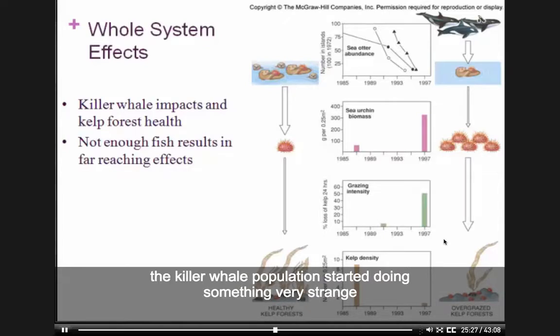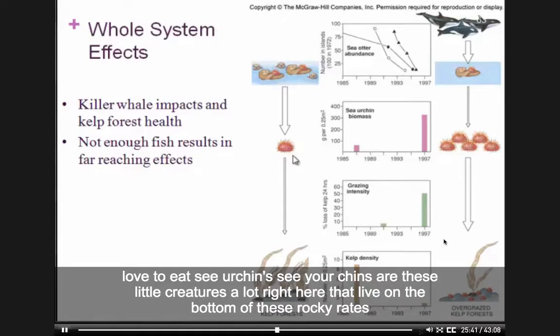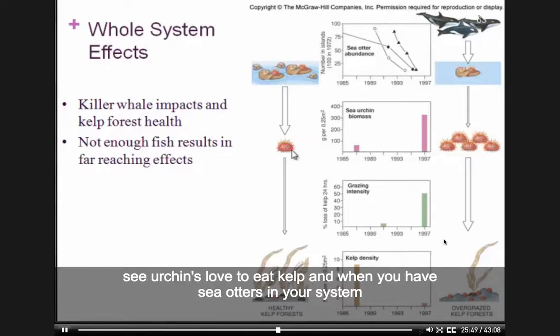1980s, the killer whale population started doing something very strange. They started eating sea otters. Now, they don't normally eat sea otters, so what's the big deal here, and why is that important? Well, it turns out sea otters are very important. Sea otters love to eat sea urchins. Sea urchins are these little creatures right here that live on the bottom of these rocky reefs. Sea urchins love to eat kelp.